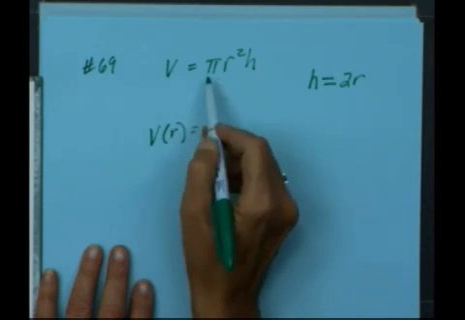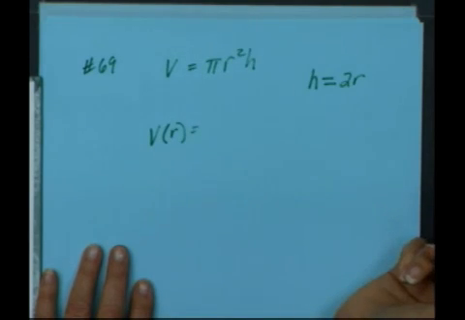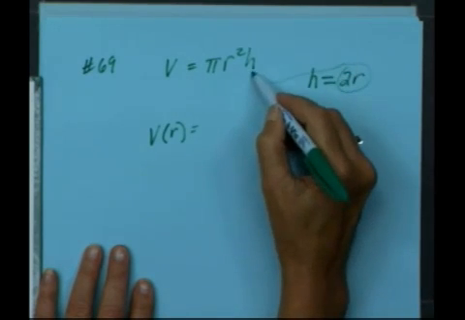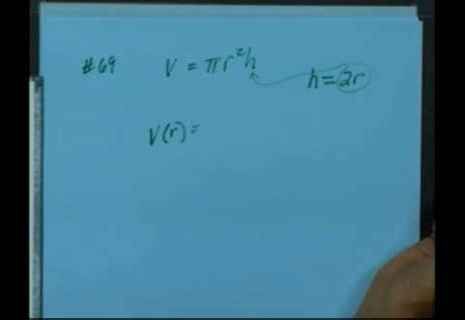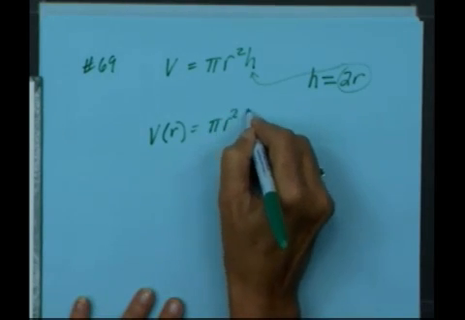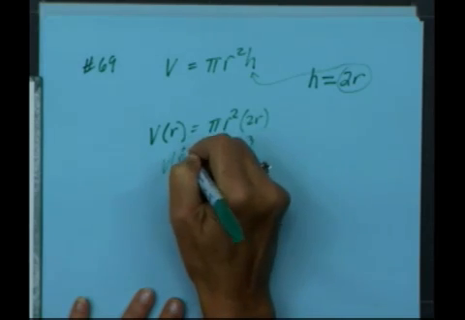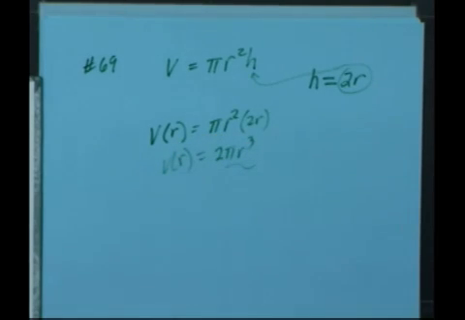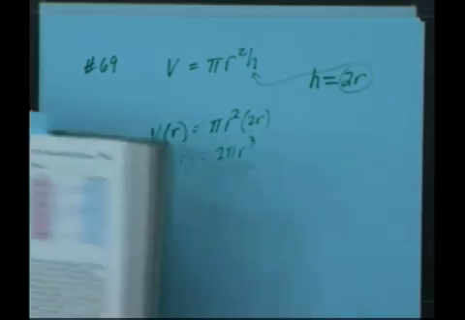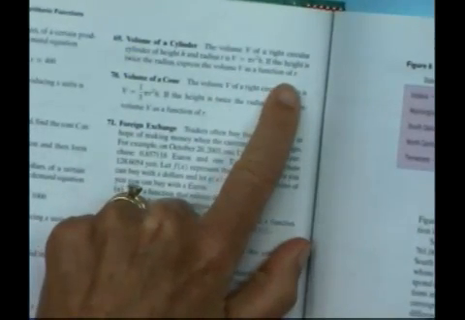That means that I only want this thing to have r's in it. What are you going to do? Just put the 2r in for h. Okay, so it would be pi r squared times 2r, which is 2 pi r cubed. The volume now is directly in terms of the radius only instead of the height. Okay? Those look worse than what they are, don't they? The wording, you've got to be really careful that you read what it says. Volume as a function of r. V in terms of r. Look at number 70. Volume in terms of r.